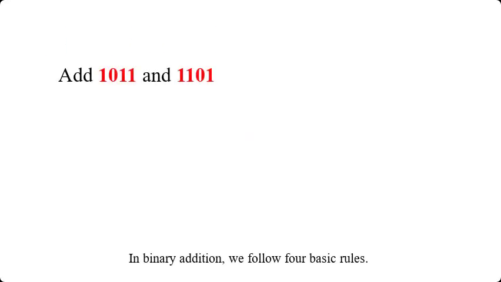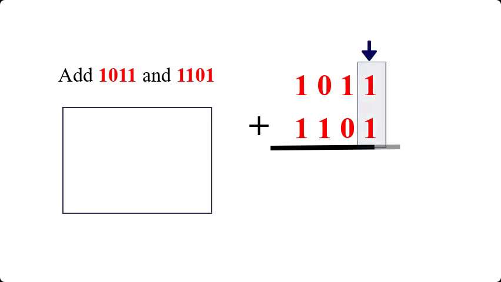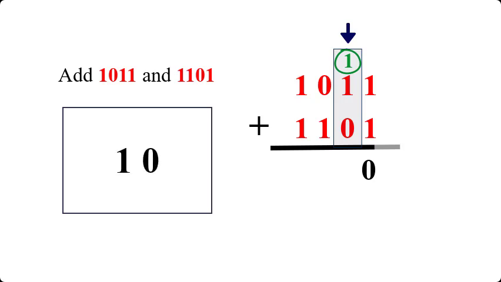In binary addition, we follow 4 basic rules. Let's walk through this step by step. First, read the binary numbers aloud. The first number is 1011, and the second number is 1101. We add starting from the rightmost bit. 1 plus 1 equals 10 in binary. That means we write down 0 and carry over 1. In the next column, we add 1 plus 0, which gives 1. Add the carry from before, and we get 1 plus 1, which again results in 0 with a new carry.